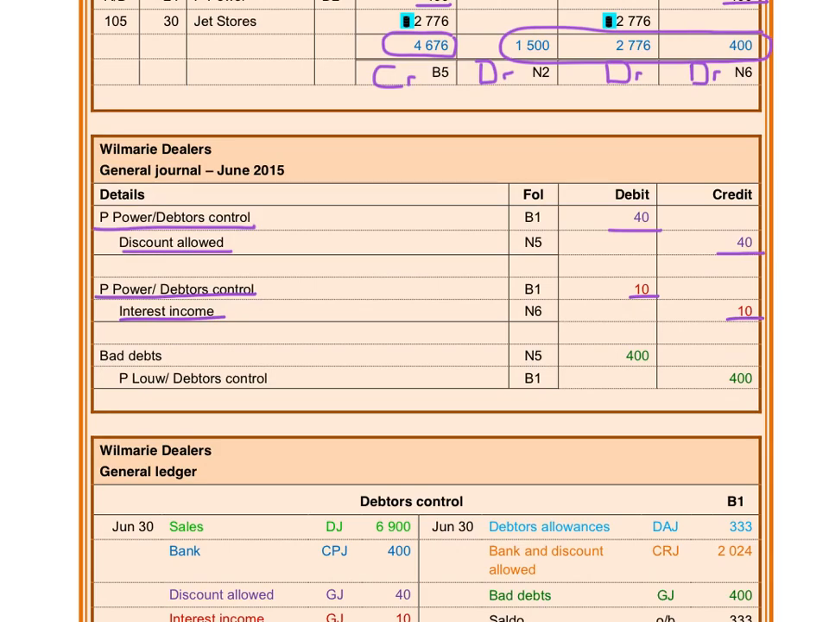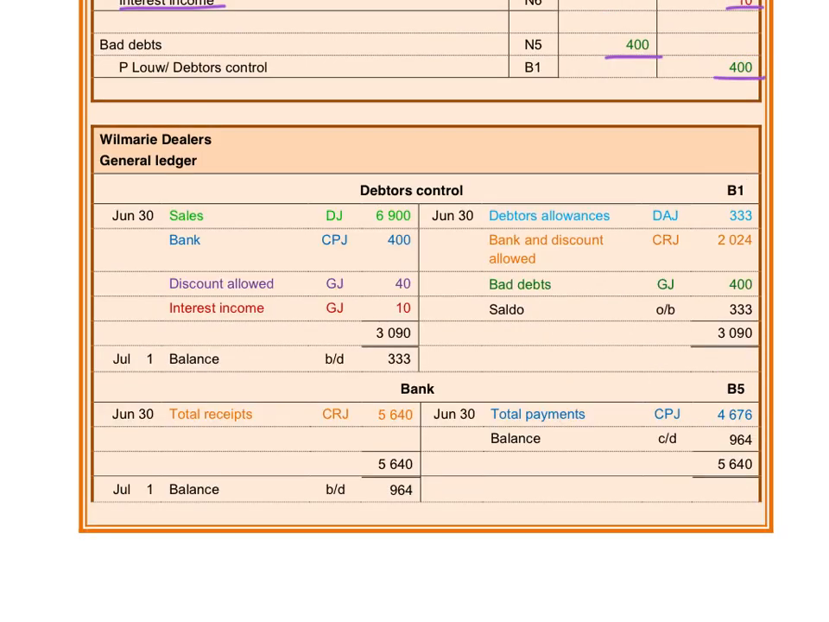If we decide to write off the debt of a debtor because they can't be found or they are insolvent and we will not get the money from them, we have to reduce the debtors on the credit side to show that they don't owe this money anymore, and we will increase bad debts on the debit side because bad debts is an expense. When we post the entries to the ledger, in the debtors control is an asset, so we will increase assets on the debit side and decrease assets on the credit side.